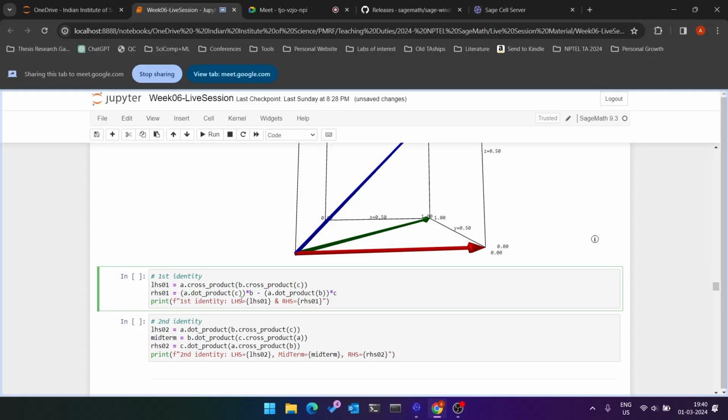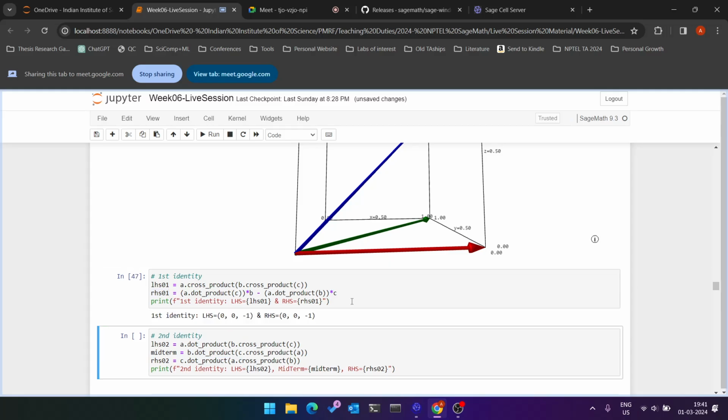If this was a vector and we were doing a direct multiplication, then it would be term-wise multiplication, so you have to be careful using this. But because it's a scalar, I'm using it like this. So A dot C into B minus A dot B into C. That becomes my RHS of the first identity. And then I just do a print statement comparing LHS and RHS. So we can see that indeed LHS and RHS are the same, and both are the vector 0, 0, minus 1. Okay.